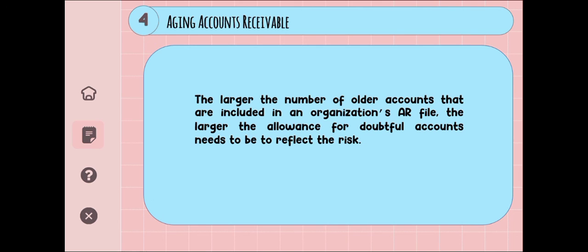The auditor's objective regarding proper evaluation and allocation is to corroborate or refute that accounts receivable are stated at net realizable value. To achieve this objective, the auditor needs to review the accounts receivable aging process to determine that the allowance for doubtful accounts is adequate. Thus, the larger the number of older accounts that are included in the organization's AR file, the larger the allowance for doubtful accounts needs to be to reflect the risk.